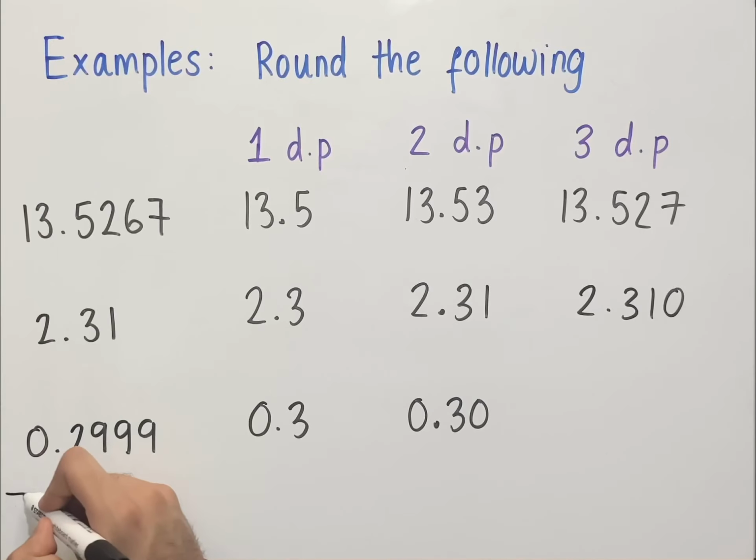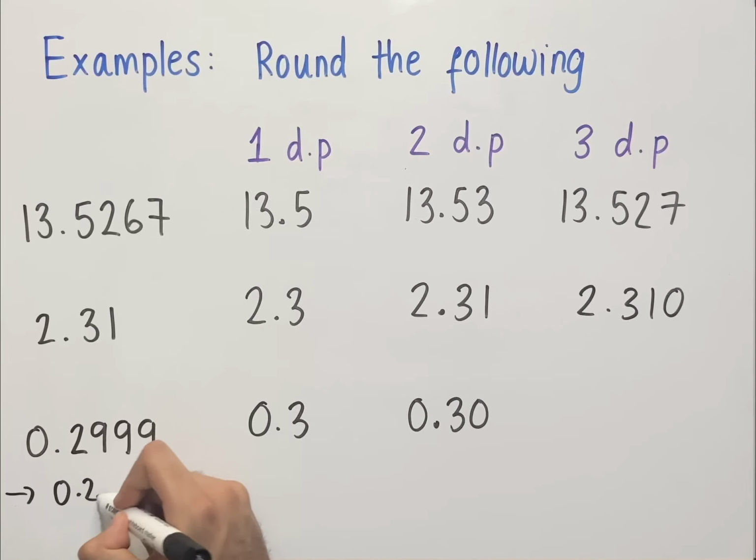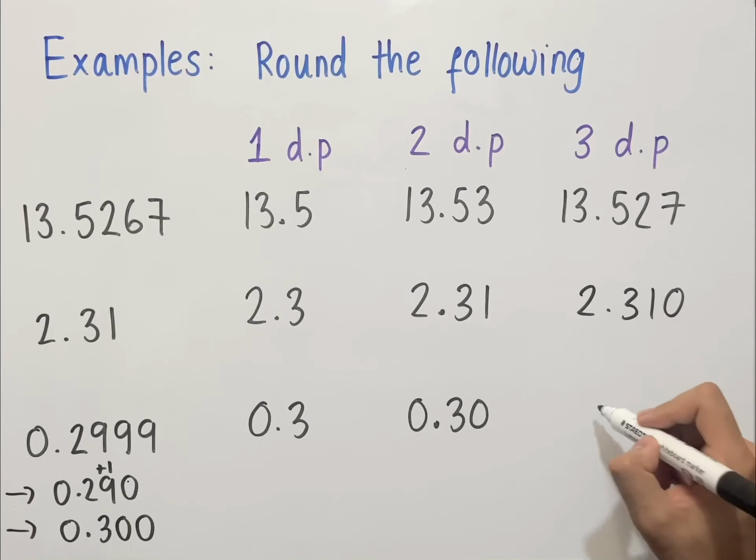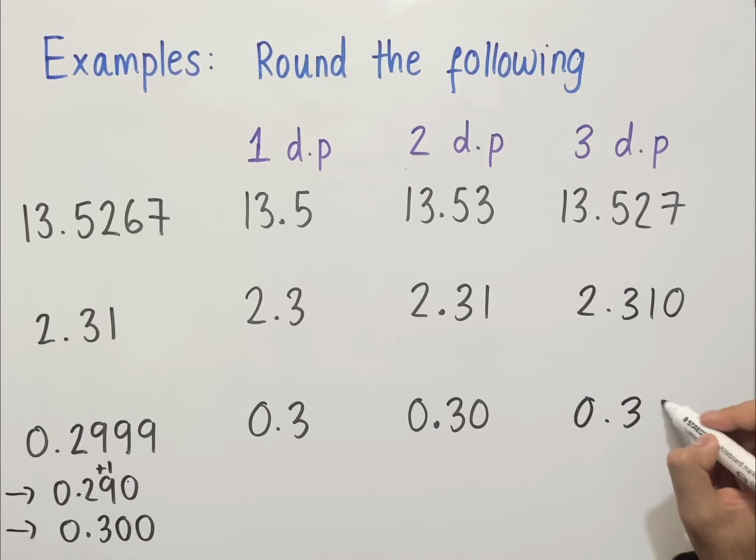So this would become 0.29, and so we'd write a 0 here and we'd carry the 1 over. So plus 1 to the 9, that would become 10. So again, we write a 0 here, carry the 1 over. So adding 1 to 2 becomes 3. The 9 here becomes 0, and then we write the 0 in the end. And so to 3 decimal places, 0.2999 is equal to 0.300. So our answer is 0.300.